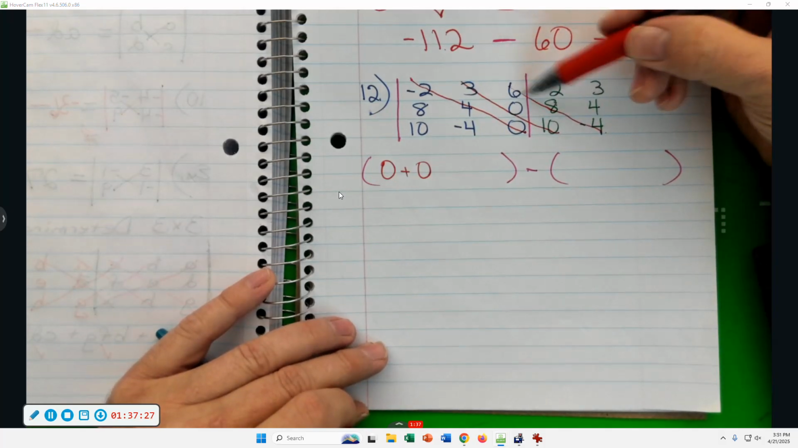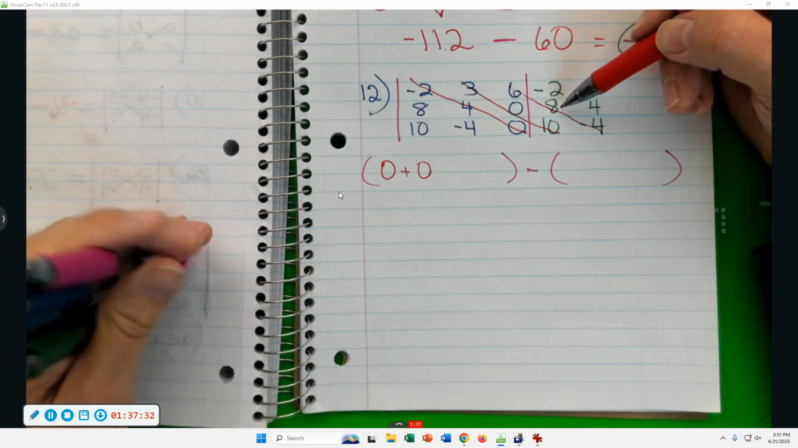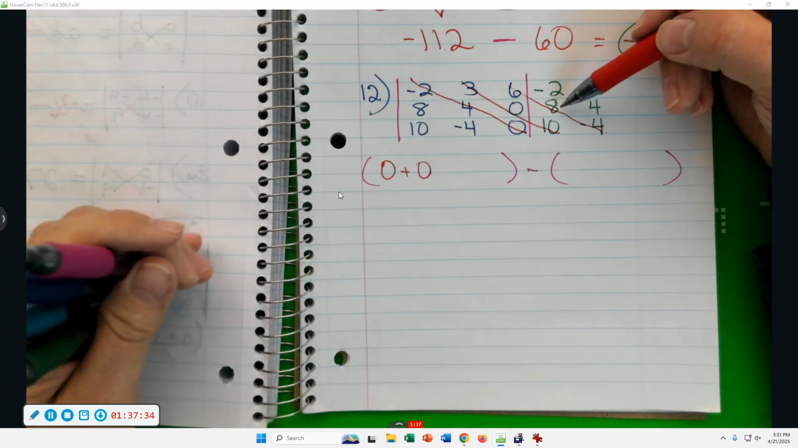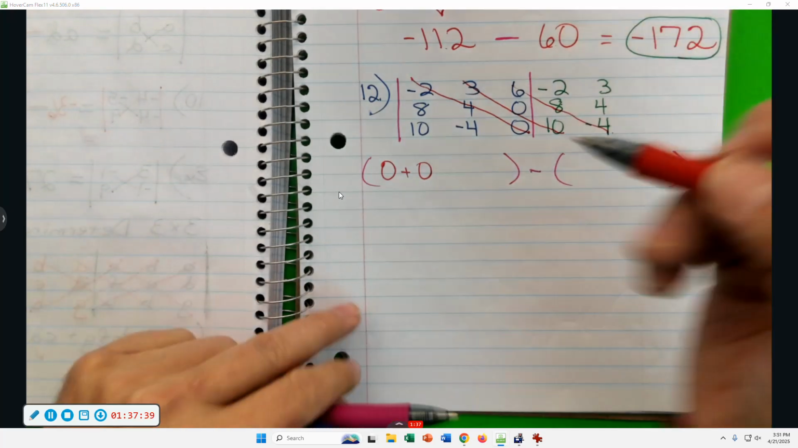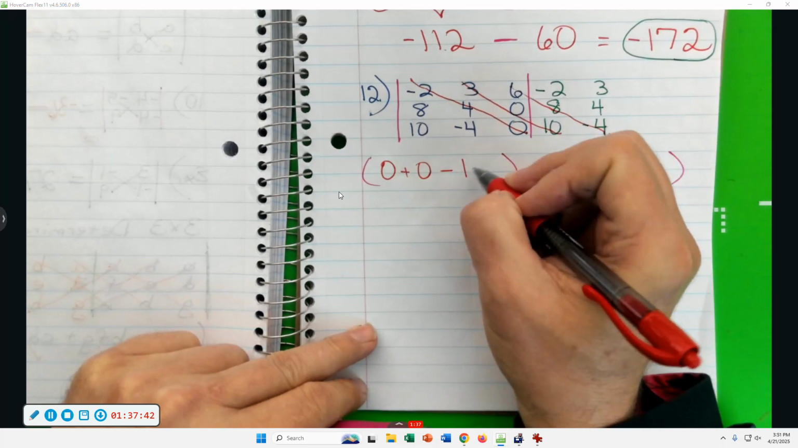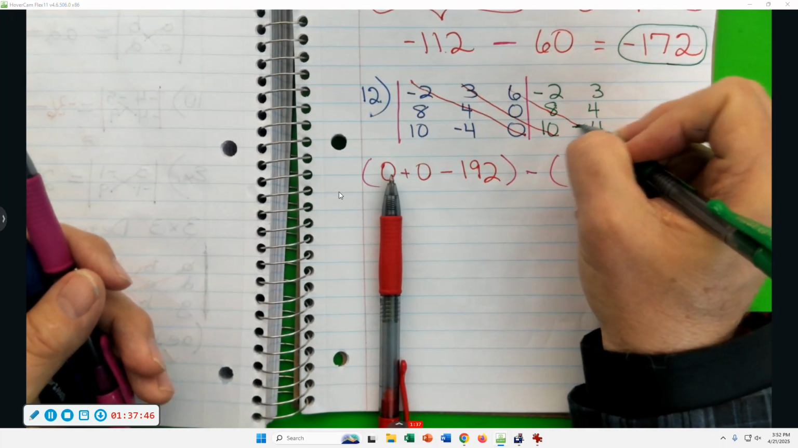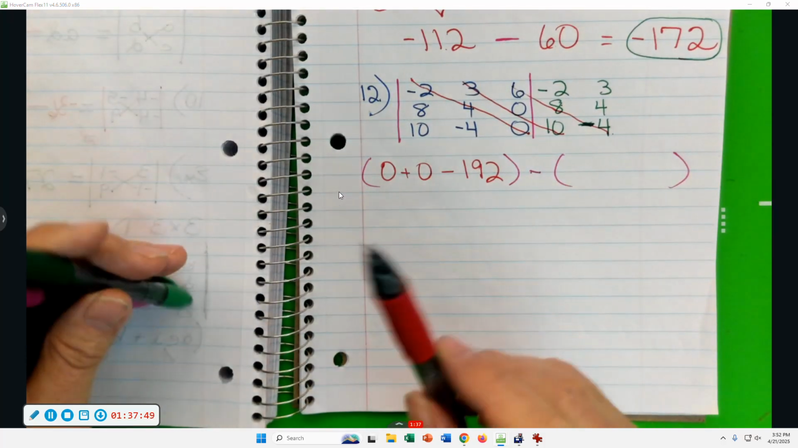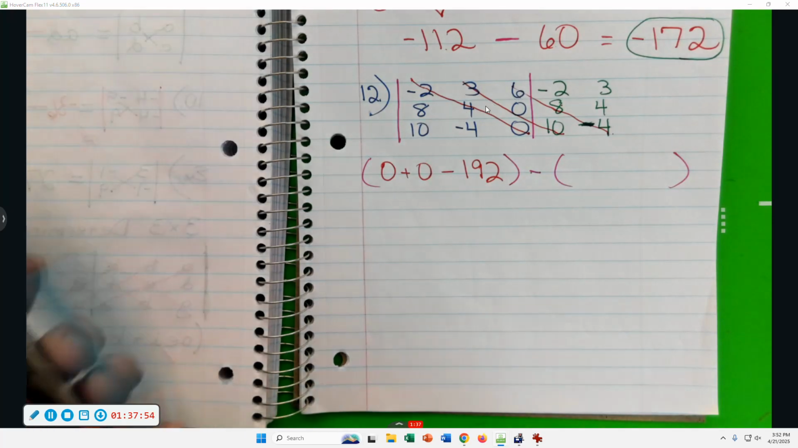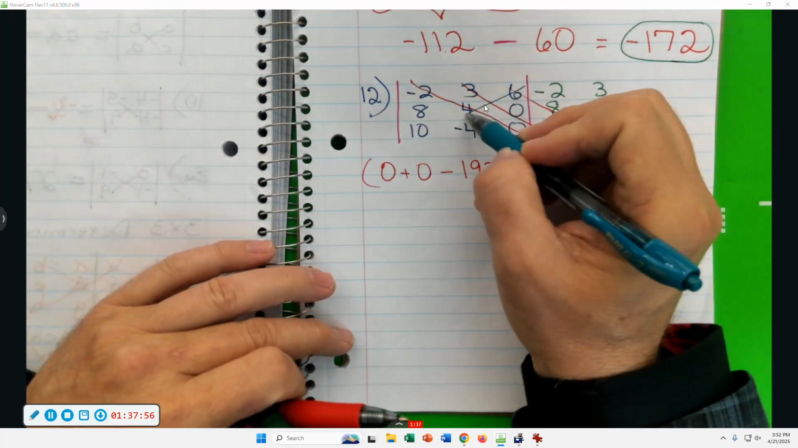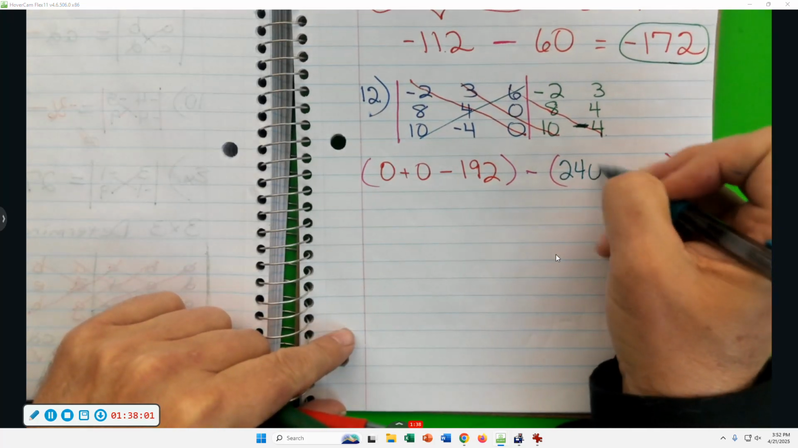6 times 8 is 48. 48 times 2 is 96. Times 2 is it 216? No, that's no. What is it, 192? Okay. Negative 192. And be careful, I've covered over this minus. Now we go in the opposite direction. 6 times 4 times 10 gives me 240.